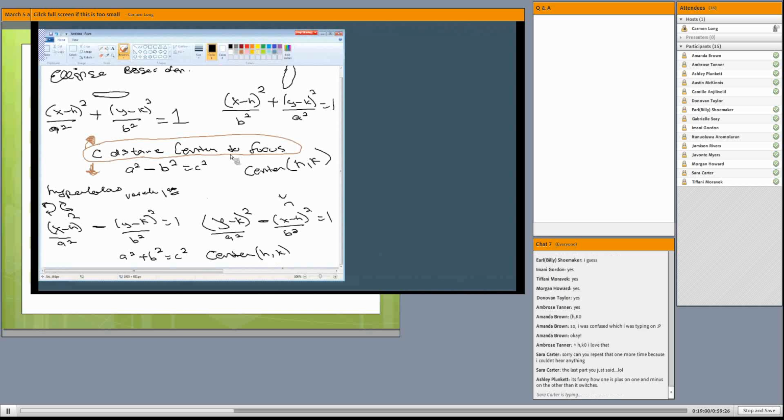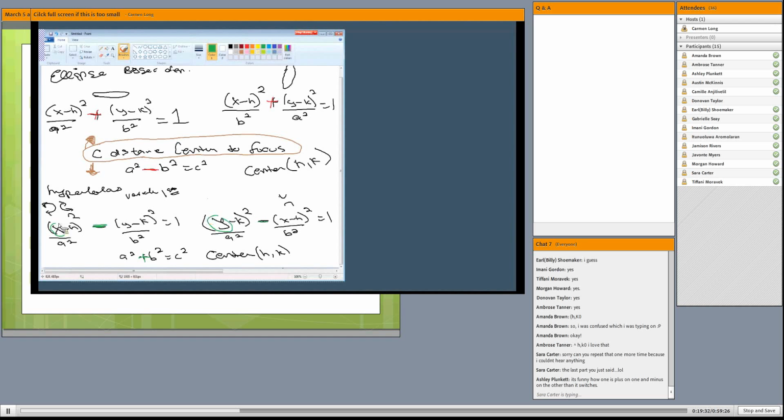Yes, and it's all about the signs, Ashley. That's right. The ellipse is a plus here and here, but the Pythagorean relationship is a minus. Hyperbolas are a minus here and here, but the Pythagorean relationship is a plus. That is the only difference. And in ellipses, the bigger denominator tells you which way it opens, and in hyperbolas, the variable that is first tells you which way it opens.